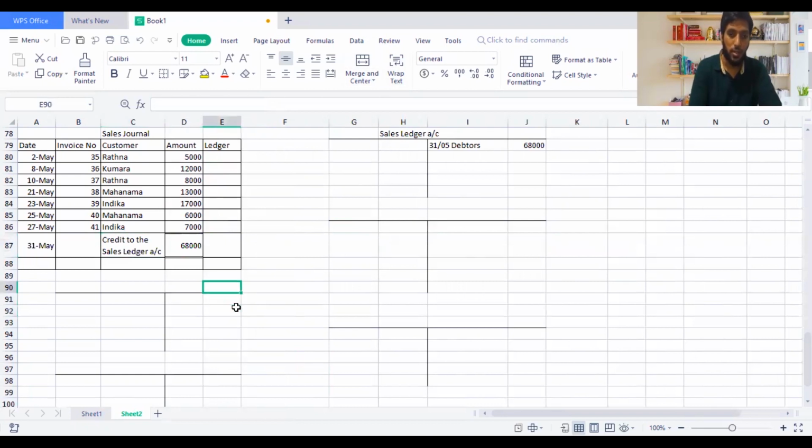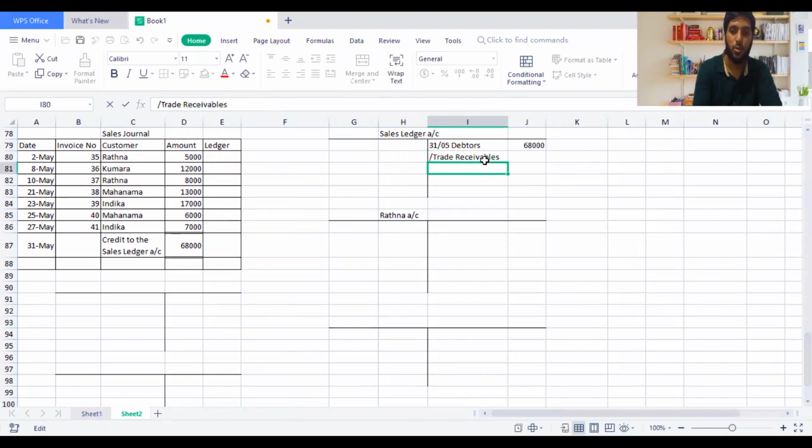So here I can write Ratna account. Let's start with Ratna. So what is the value of Ratna? We credit the sales account and debit the debtors account, which is trade receivable. So you can write debtors or trade receivable. Another name for debtors is trade receivable. You can use any name in exams, both are accepted.